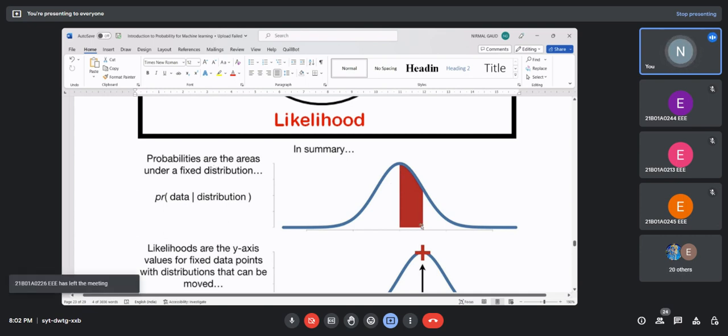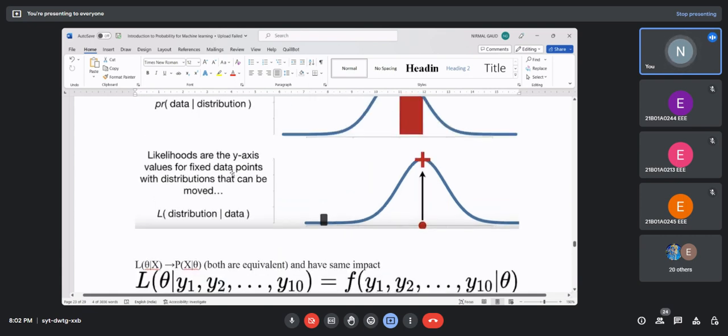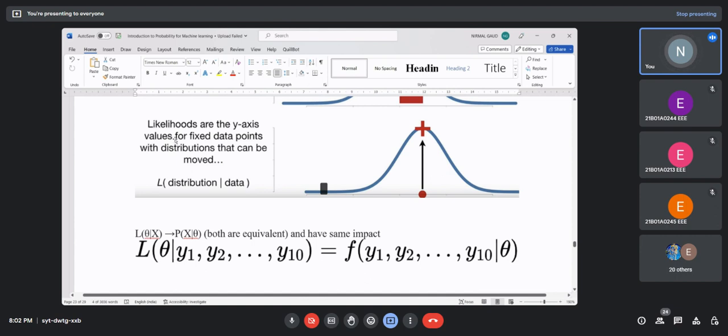For example, I have marked this area red, so the result I'm going to get is within this area only. That is the probability: a fixed distribution. While likelihood doesn't have a fixed area. I'm not talking about the area in the case of likelihood. Likelihood is a value which I can get for the fixed data points.